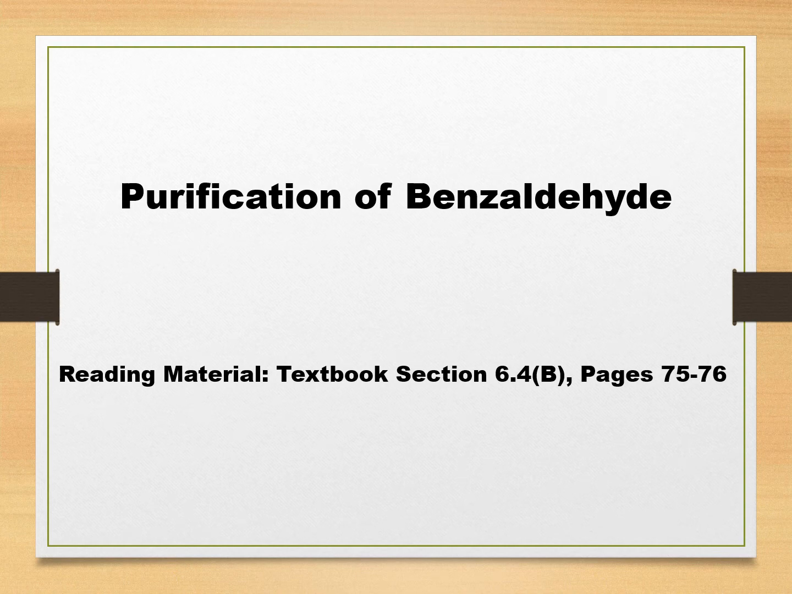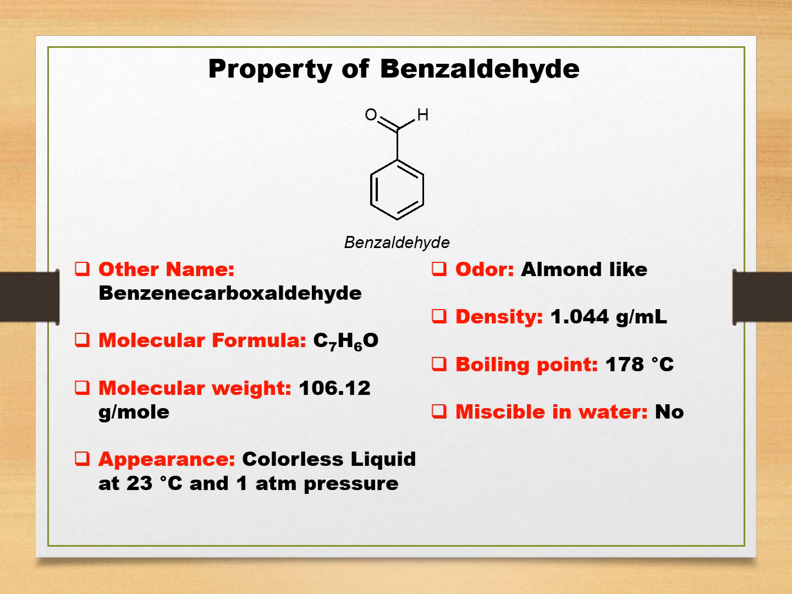All right, this is Organic Chemistry Laboratory Chem 2125, and in this lab lecture we'll be looking at purification of benzaldehyde. For more information on this lab lecture you can refer to your textbook section 6.4b, pages 75 to 76. So benzaldehyde is an organic compound that belongs to a class of compounds which contain the carbonyl carbon.